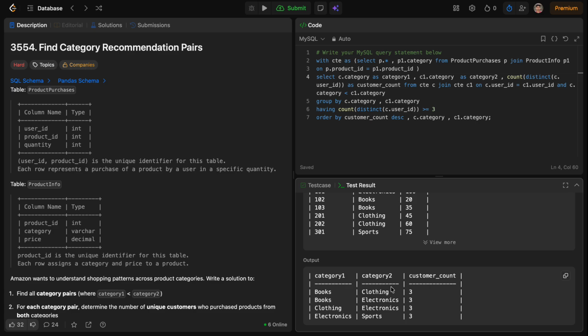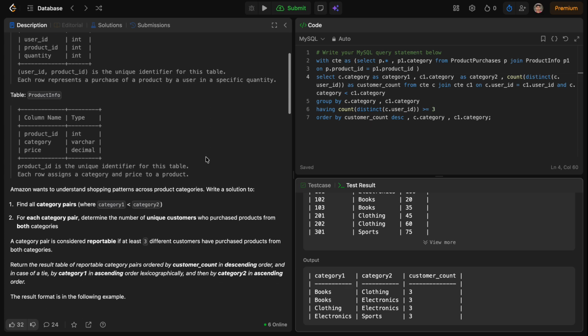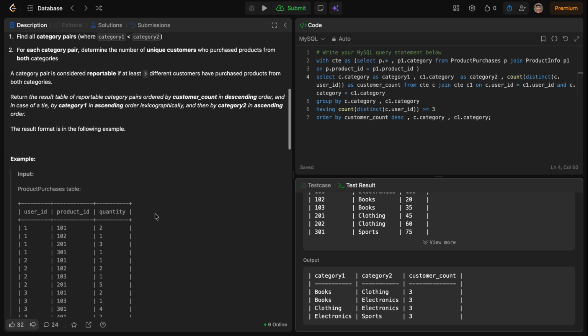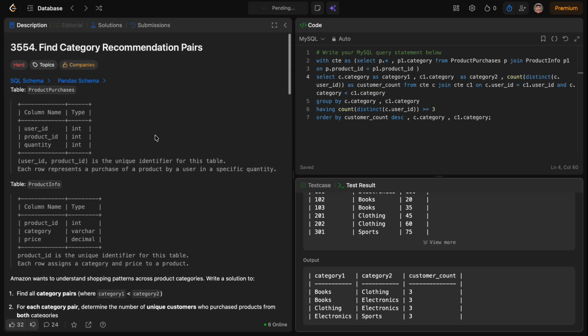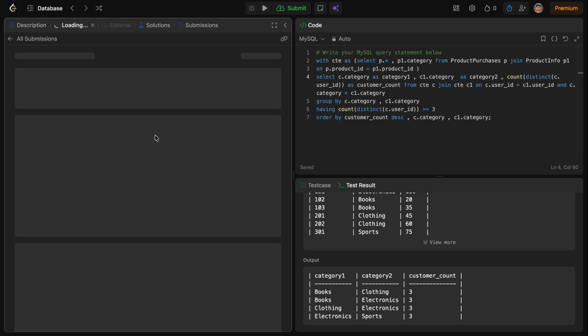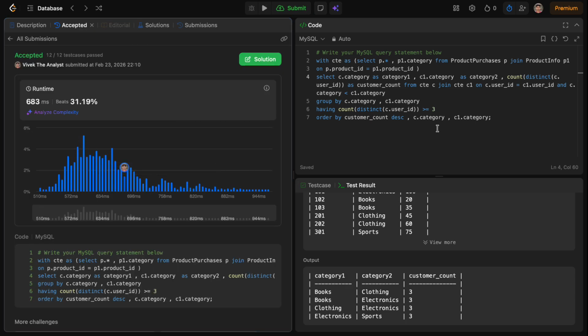If you observe, we made this very simple. First we get each product ID with its category, then self join the temporary table and apply our conditions: having count and category 1 less than category 2. But one thing we may have missed here, when we join this, there could be some case. Let's submit this. If this runs, there is no need to do anything. Okay, fine, this is working.